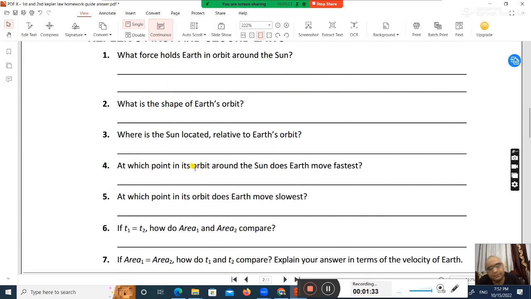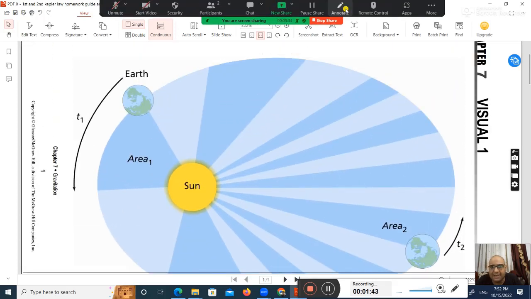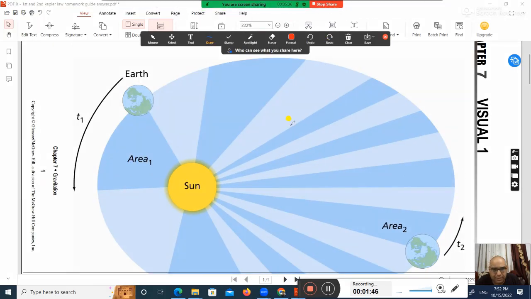At which point in its orbit around the sun does the Earth move fastest? We said before, as Earth moves near the sun, it's going to move faster to escape from the sun's gravitational force or sun gravity. So as the radius decreases, the speed of the planet, or the Earth itself, is going to increase.